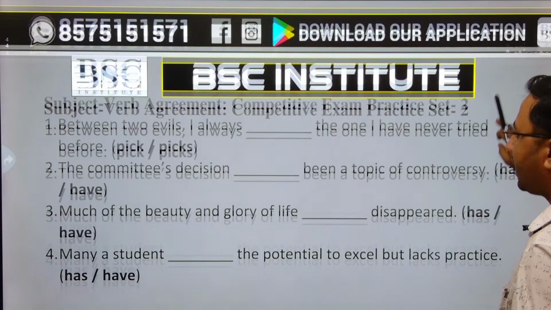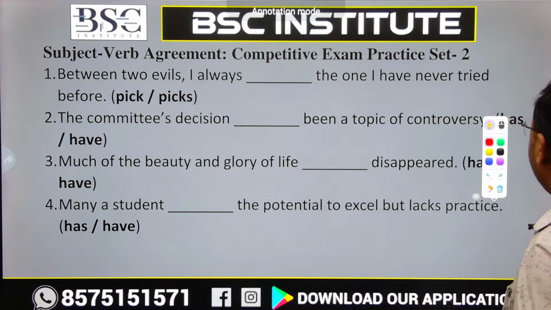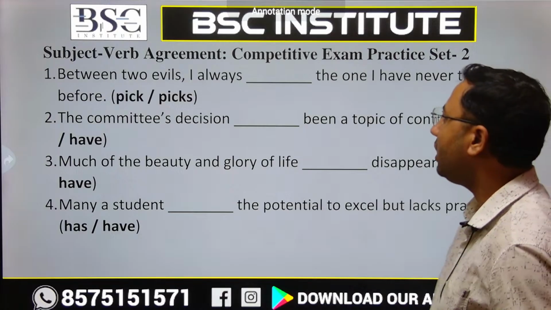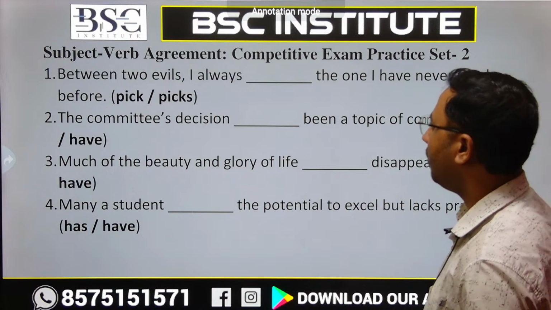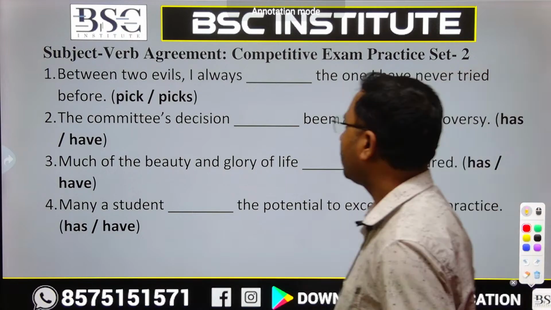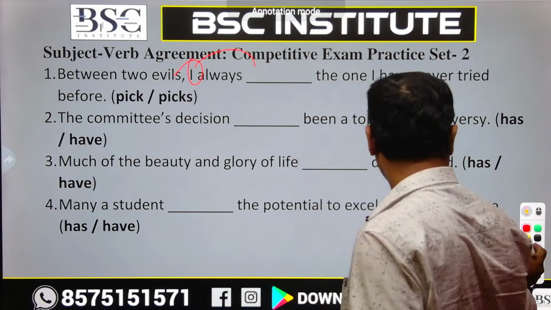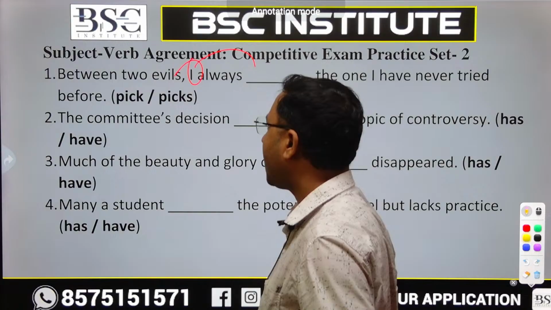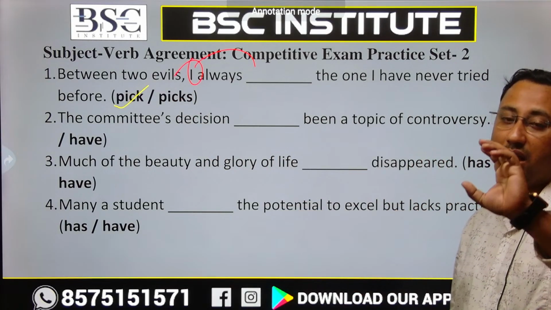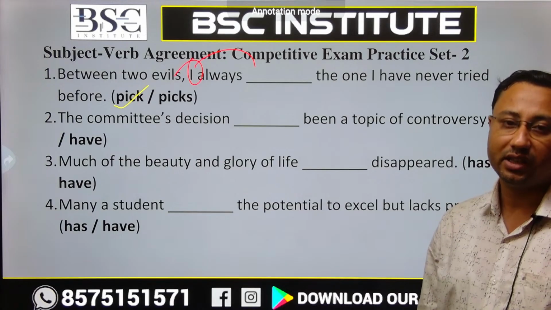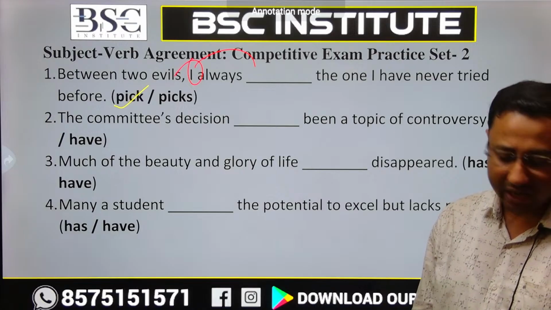Now next, between two evils, I always dash the one I have never tried. Okay, so the main subject over here is I. The nearest subject is what? So I accept that I is not third person single number. So I cannot use speaks. I pick. Pick will be the right answer. So you have to identify or figure out the main subject. Then only you can select the auxiliary verb or main verb. Otherwise, you will be in a trap.